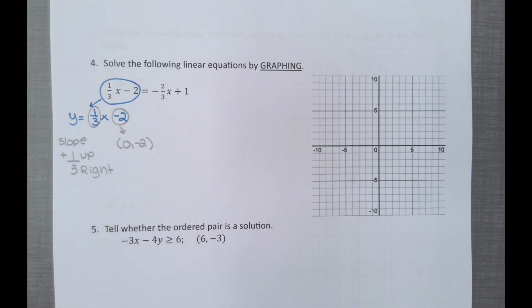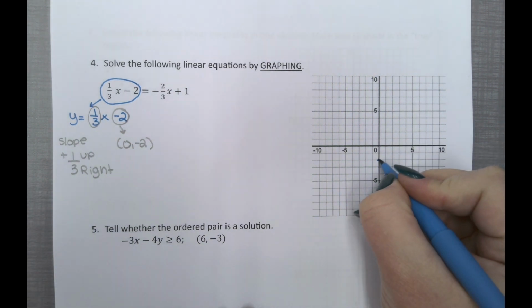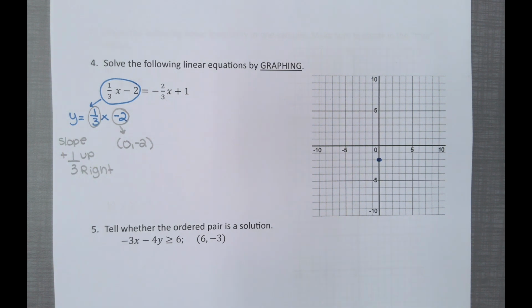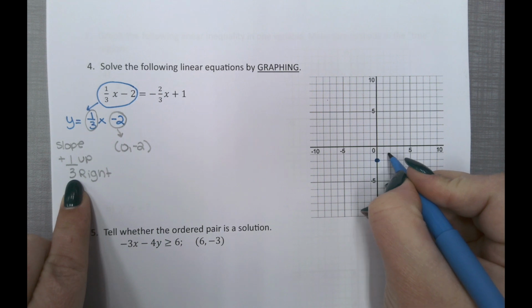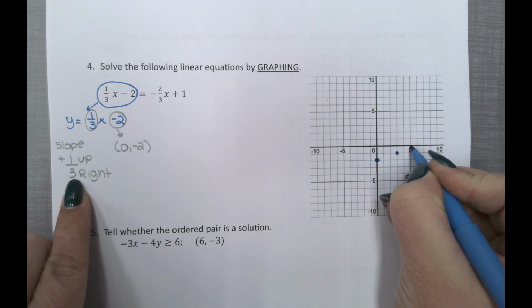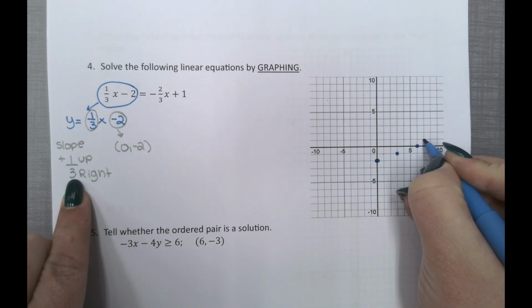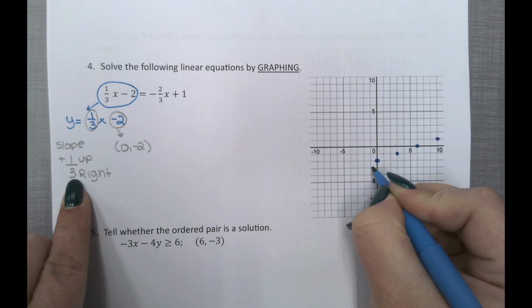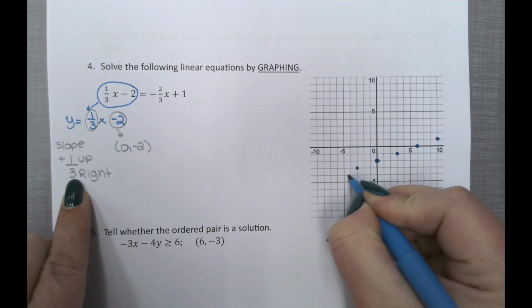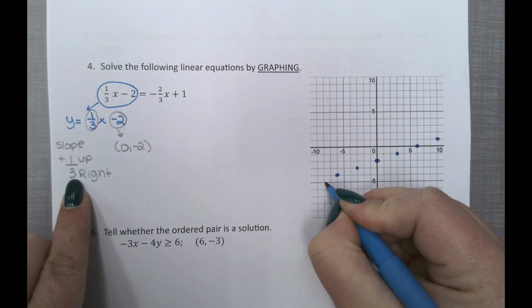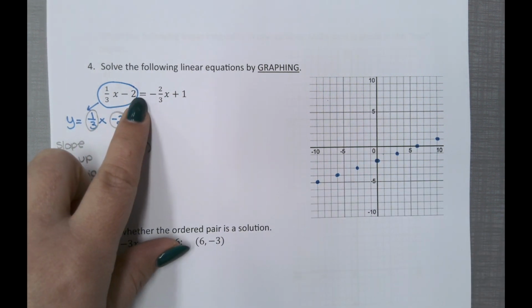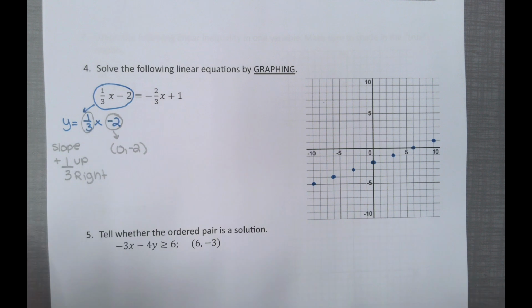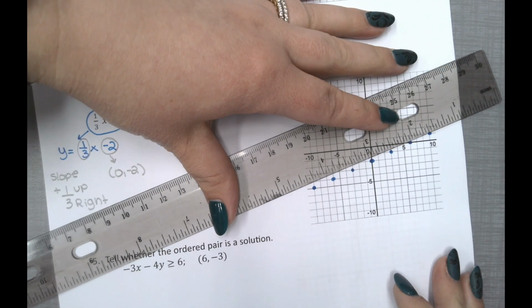I'll color code that in blue. So we have a negative 2. And from negative 2, we are going to go up 1 and to the right 3. Up 1, over 3, and again, do it on the other side. You always want to start going to the right and then follow the pattern. Once again, this is an equation, equals, so we're going to have a solid line.